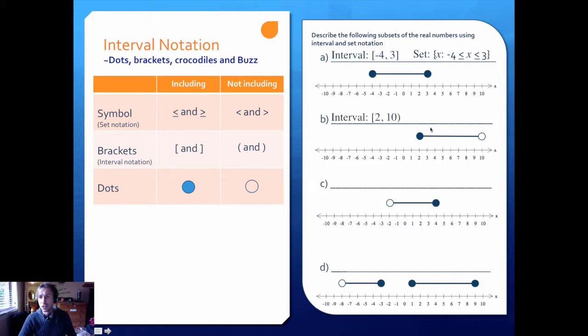So interval notation, of course, is from 2 to 10, because you can see that I've got a square bracket at 2 because it's coloured in, and a round bracket at 10 because it's empty. And for this one at the set notation, once again, it's going to be greater than or equal to 2 because it's coloured in, but less than 10 because it's not coloured in.